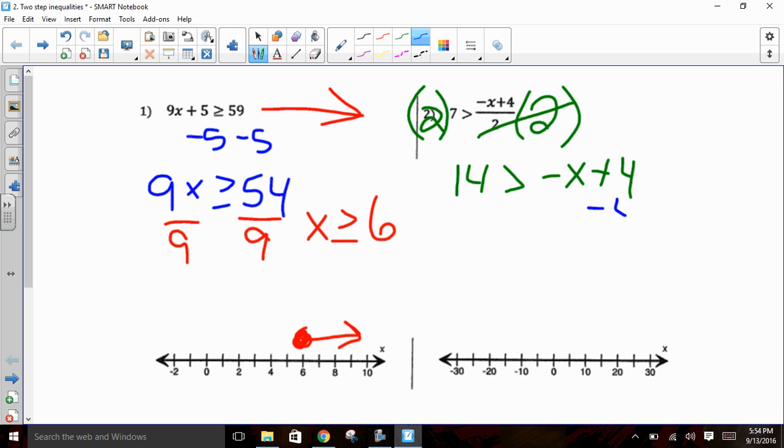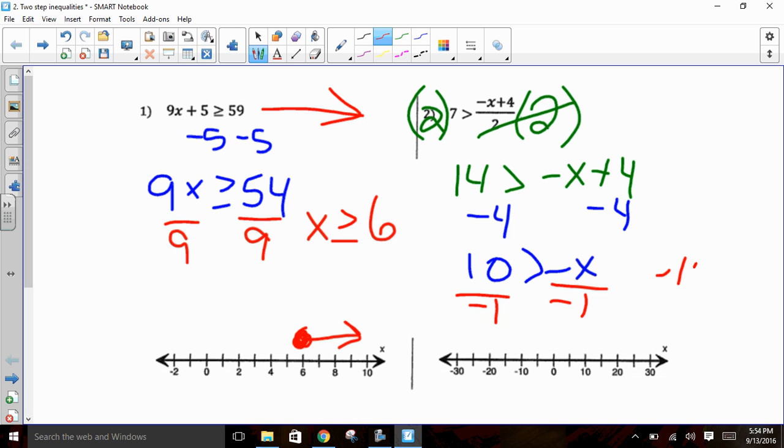Now I can get rid of that 4. Ooh, my finger decided to glitch there. I have 10 is greater than negative x. Well, just like when we're solving a regular equation and we'd get 10 is equal to negative x, I cannot have that negative. It's like saying negative 1x. I want x simply by itself, so I'm going to divide both sides by negative 1.